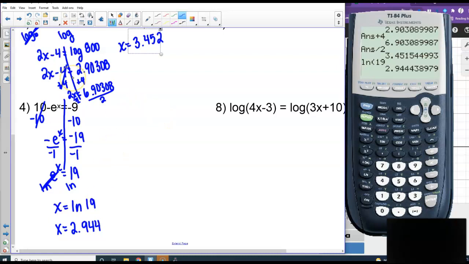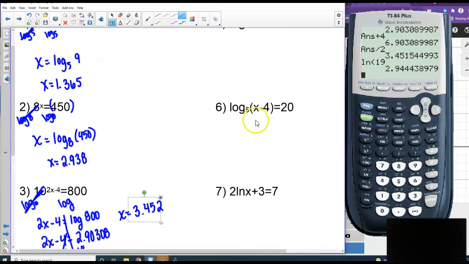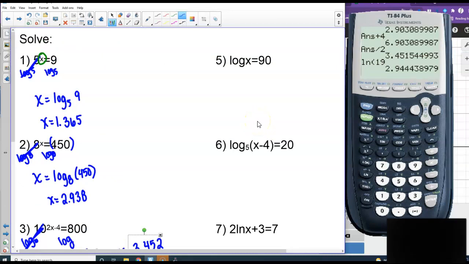All right, so all of those problems were exponential problems, and we used logarithms to solve them. Now let's look at the opposite. Let's look at a logarithm that we're going to use exponentials to solve. So for example, number 5, I've got log of x equals 90.